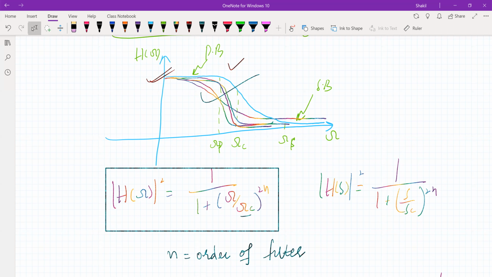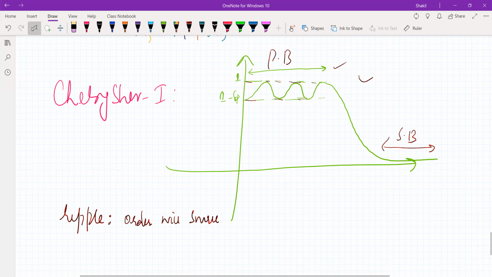Now, what do we mean by order, by the way? You might have studied analog filters already. Order simply means the number of components, how many R and C components. If you design a low pass filter with resistors and capacitors, the number of components you have to increase. That's the literal meaning of order here. All right, I hope you got the idea.